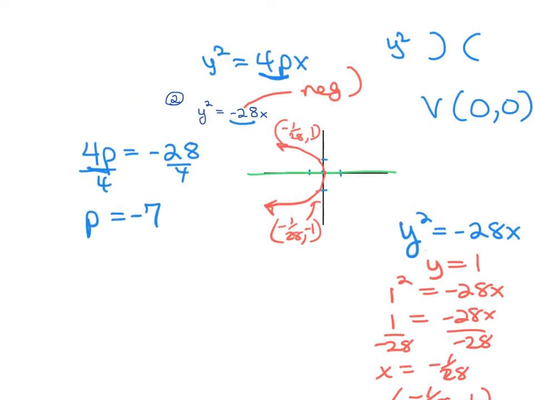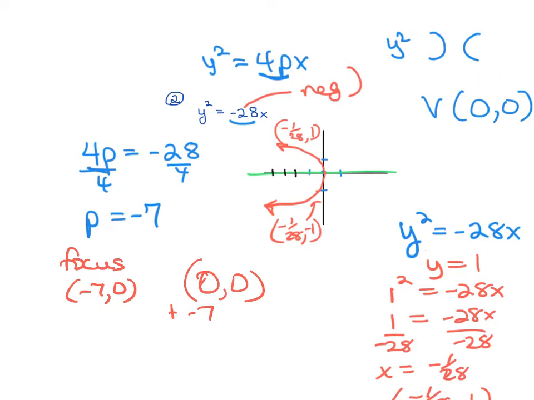Now this time, when you have a y squared, you're going to take your vertex and add your p-value to the x. So my p-value is -7. So my new coordinates for my focus is going to be the ordered pair -7, 0. Again, remember, it's inside your parabola. So if that's 1, 2, 3, 4, 5, 6, 7, right here is going to be my focus point. And it's the ordered pair -7, 0.